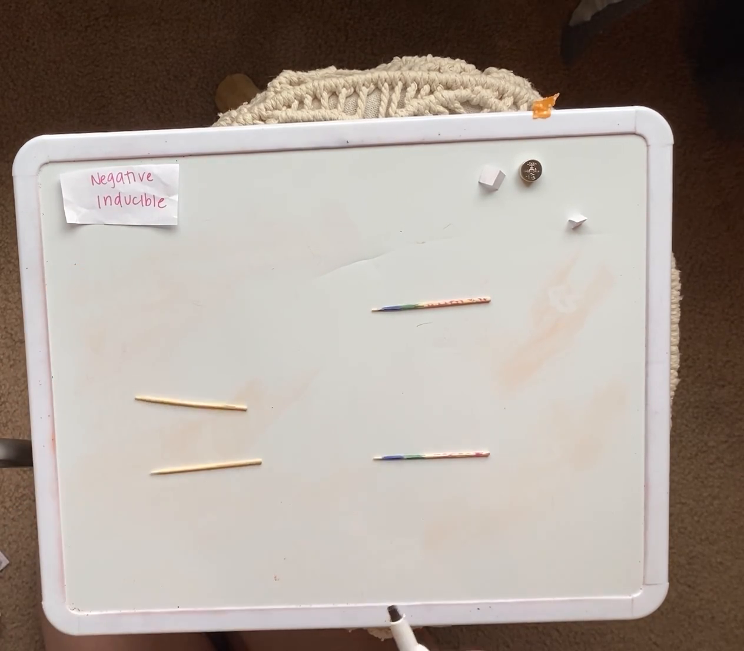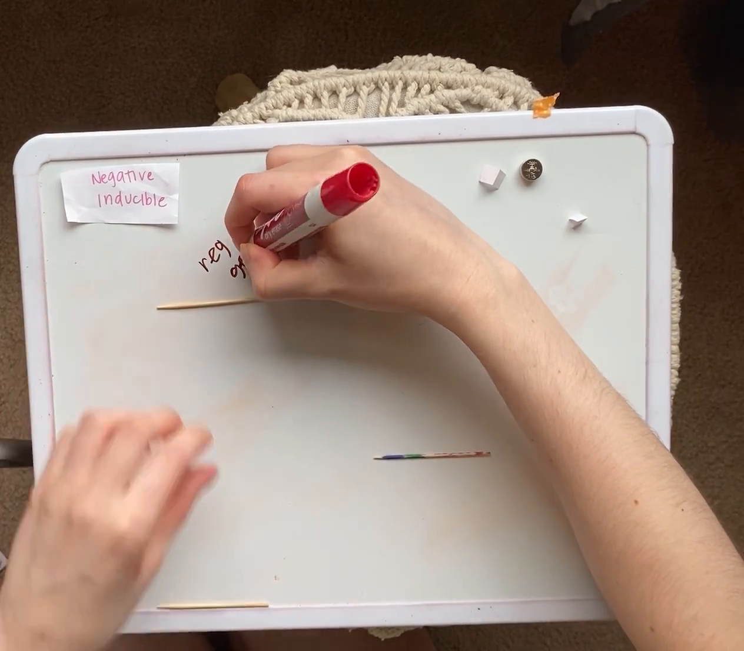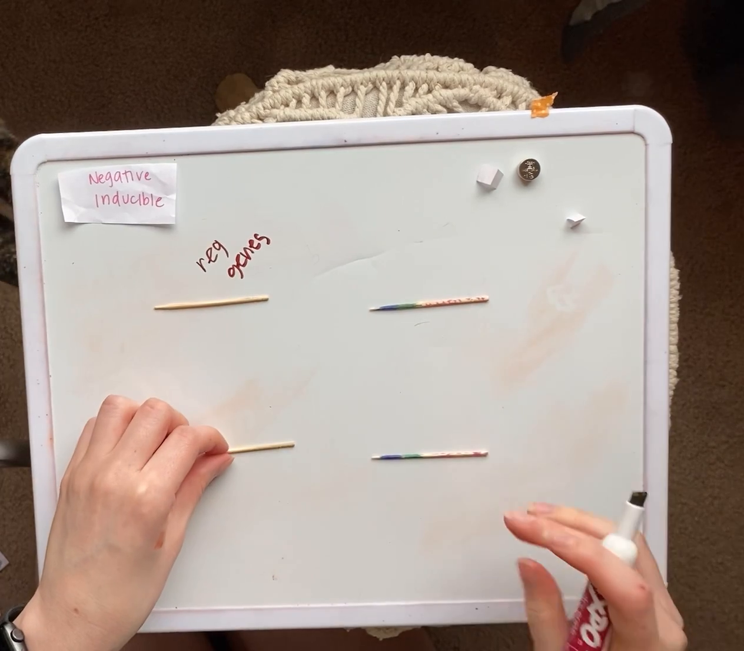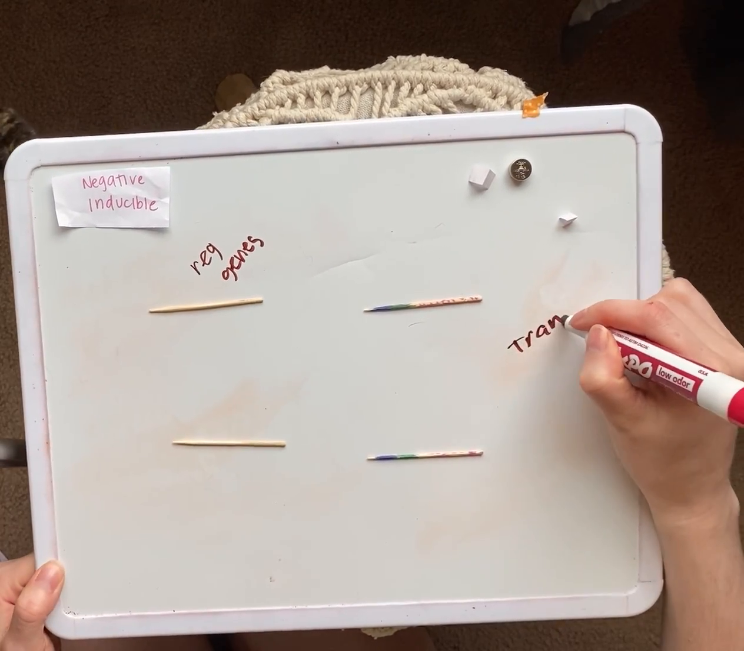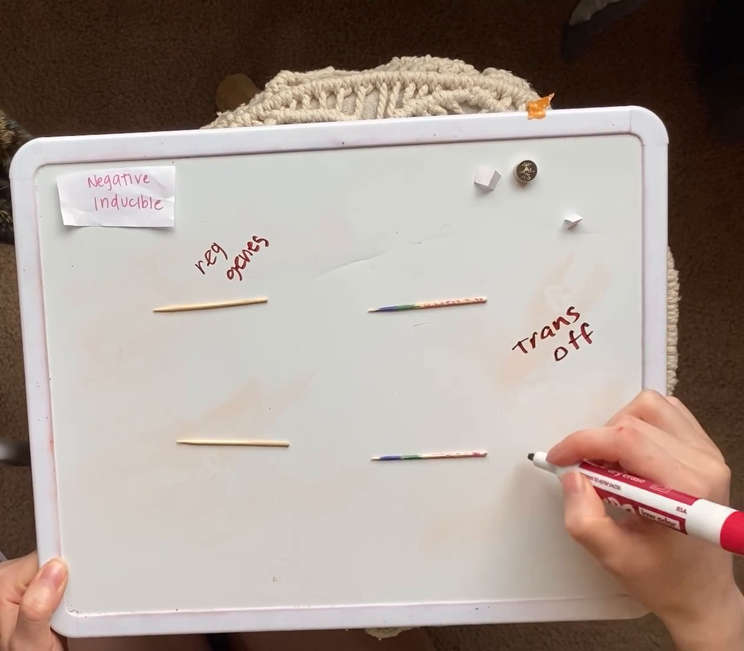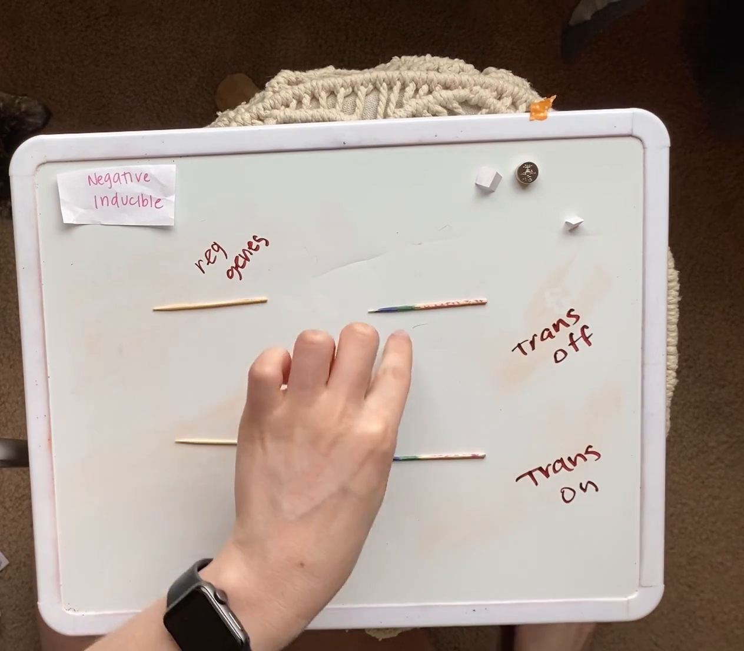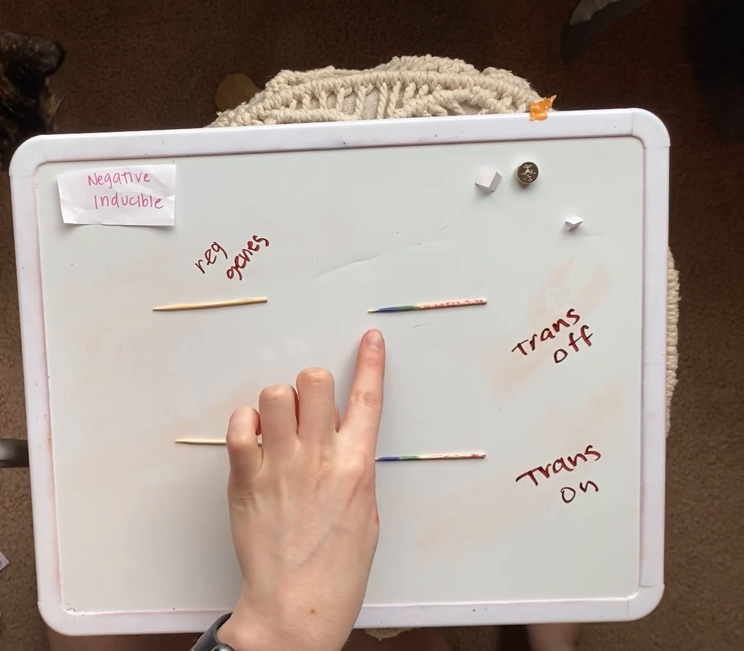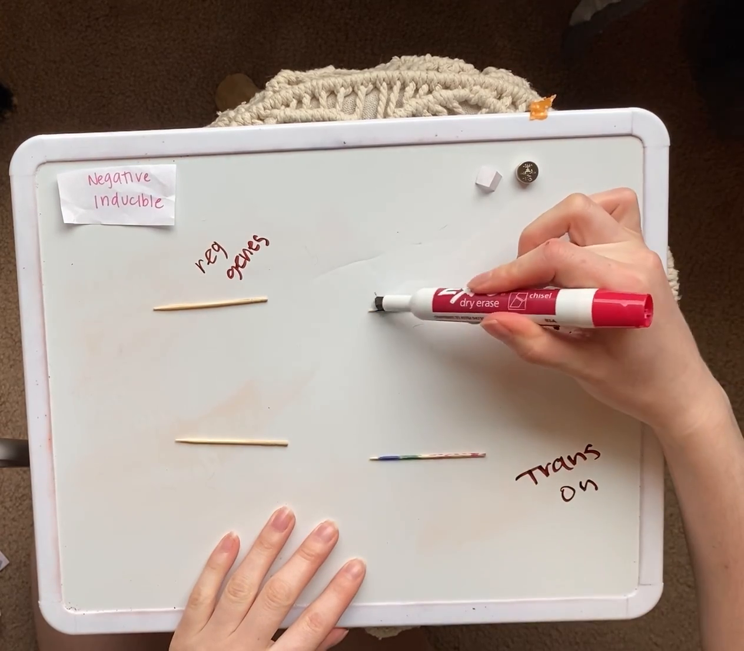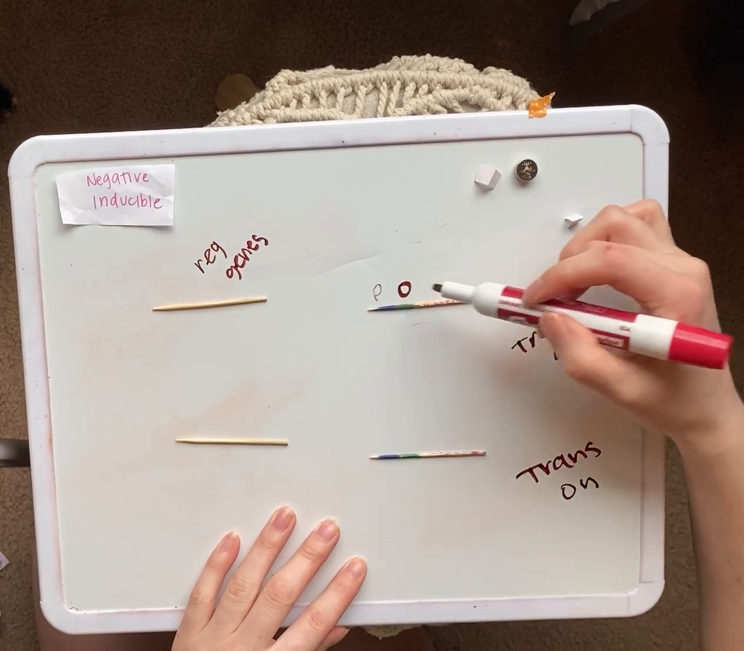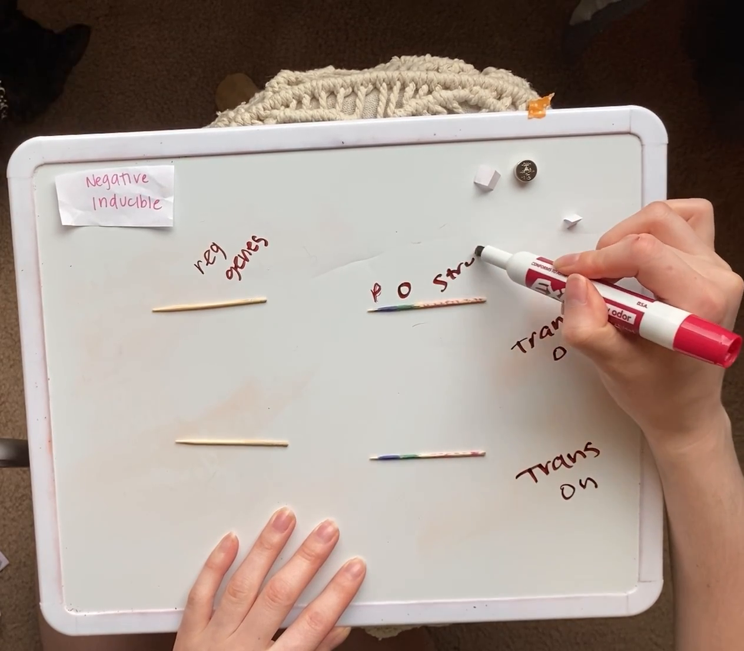So this plain toothpick is going to represent regulatory genes, and it's going to be the same for both of these. One of these is just going to represent when transcription is off, and one is going to represent when transcription is on. And so on these two, you can see here that there's a blue, a green, and pink dotted region. The blue is going to represent the promoter, the green is going to represent the operator, and the pink dots are going to represent the structural genes.